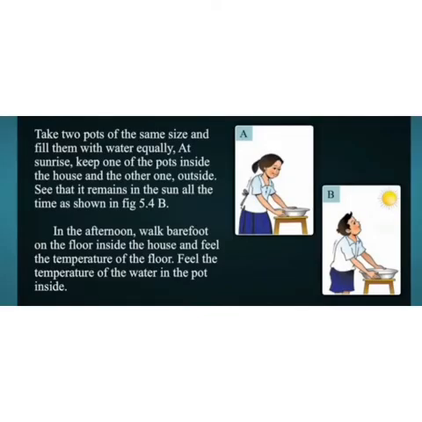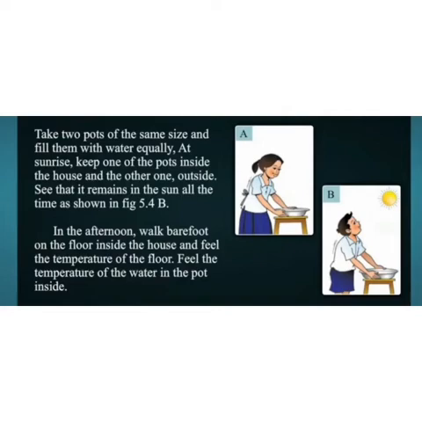Here is an experiment to understand the temperature ranges. Take 2 pots of the same size and fill them with equal amounts of water. At sunrise, keep one of the pots inside the house and the other one outside. See that it remains in the sun all the time.